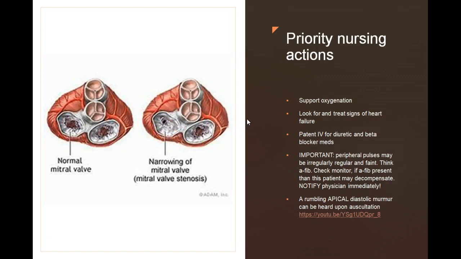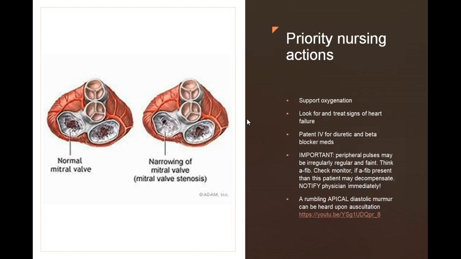So the priority nursing actions that you want to keep in mind is you want to support oxygenation. They're going to have, as we shared, difficulty with shortness of breath, unable to catch their breath on exertion and just at rest. You're going to look for and treat for signs of heart failure, which we talked a little bit about earlier today. You want to make sure that you establish a patent IV for diuretic and beta blocker medications if that's one of the priorities.